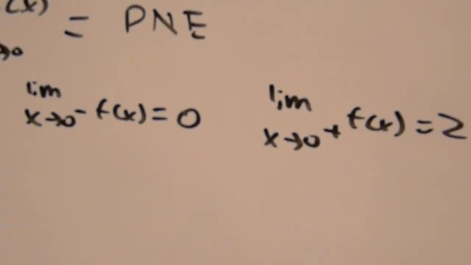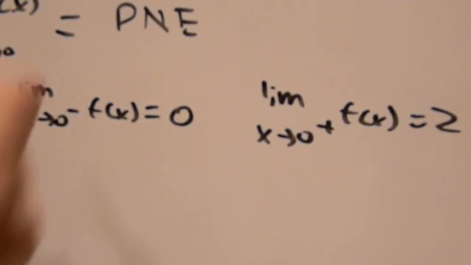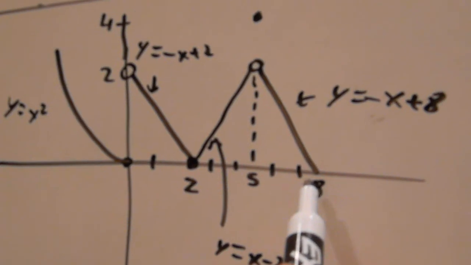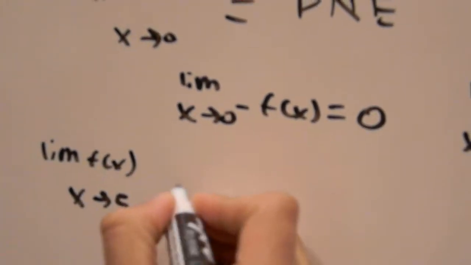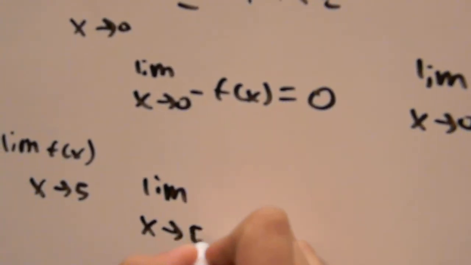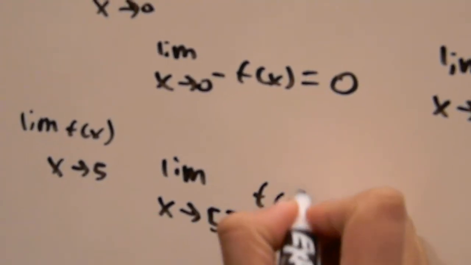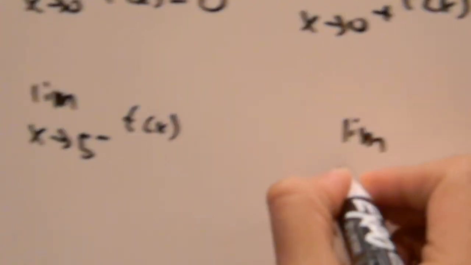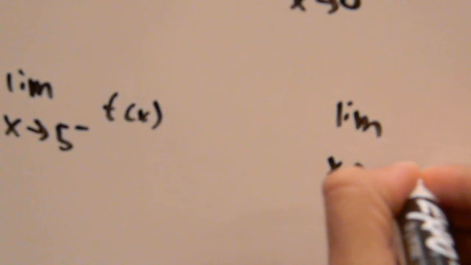Alright, and over here, what's the limit of f of x as x approaches 5? Now this is interesting. What has to hold true for this limit to exist? The limit as x approaches 5 from the left has to equal the limit as x approaches 5 from the right.